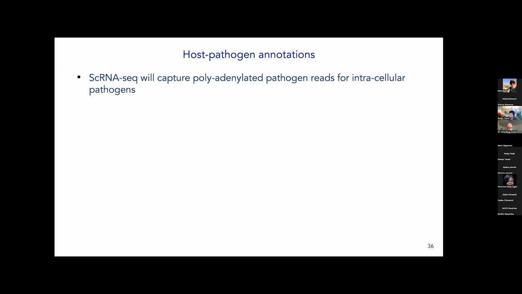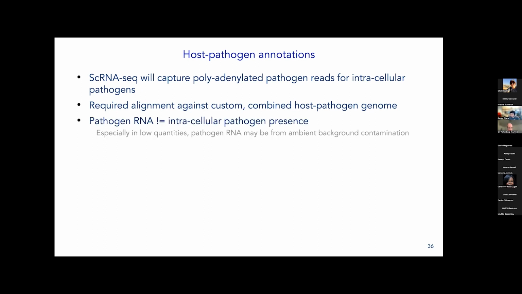And a lot of pathogens, specifically parasites, fungi, and some viruses, have this poly-A. So in theory, you can also capture the reads from these pathogens, which will allow you, if you align them against the genome of the pathogen, to also detect the infection stage of the virus or the parasite. And you can have a double readout: the host transcriptome, but also the pathogen transcriptome.